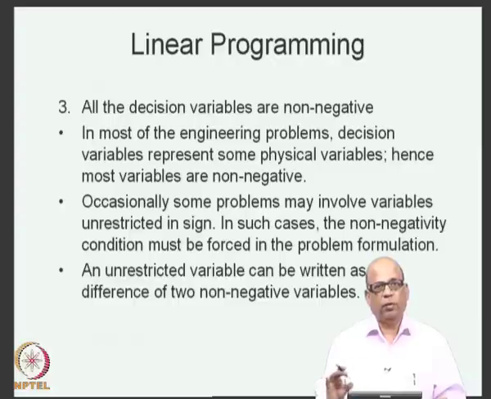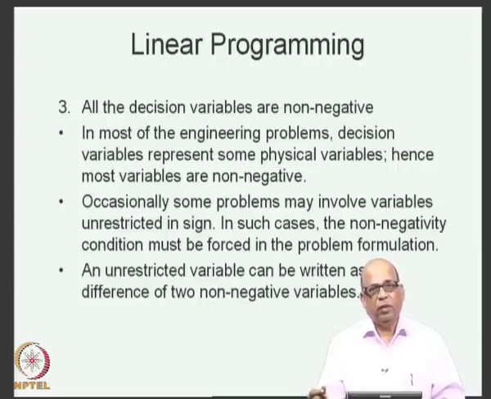Then you wanted all the constraints to be of equality type. We just now saw how to change the less than or equal to type of constraints to equal to constraints by adding what are called slack variables, which are non-negative. If you have greater than or equal to type of constraints, you deduct a surplus variable, which is also non-negative. Then the third case is when you have certain variables which can also assume negative values.